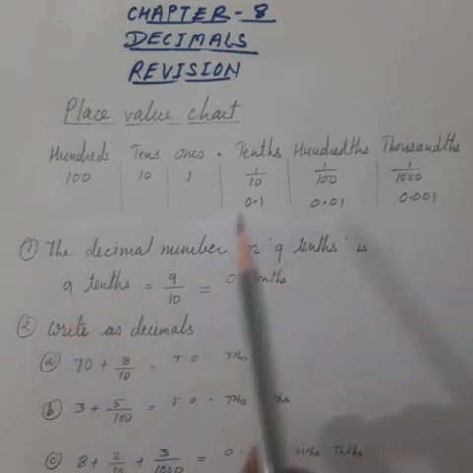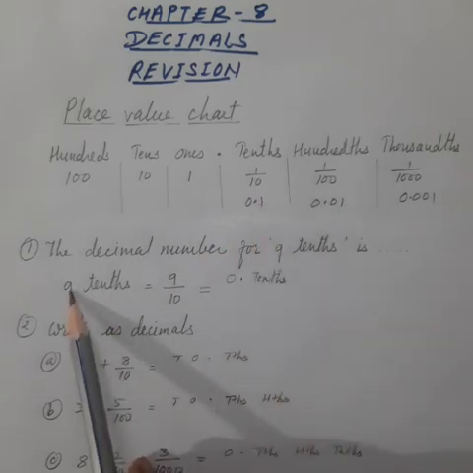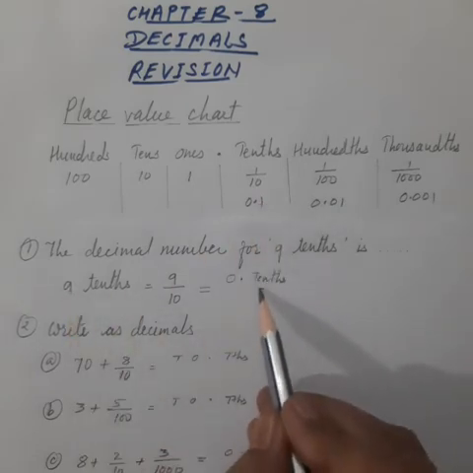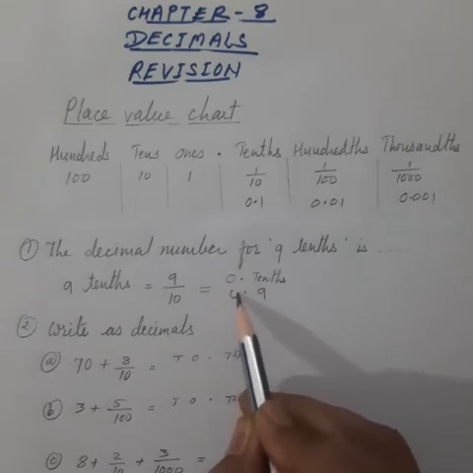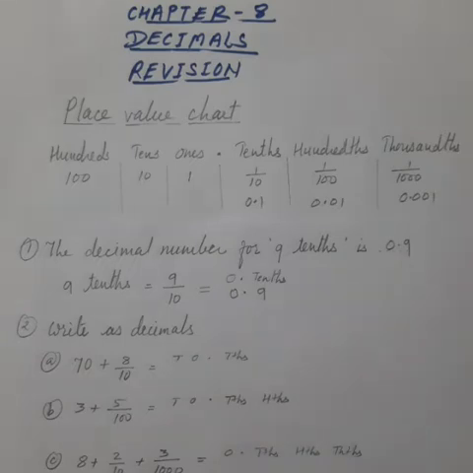Question 1. The decimal number for 9/10 is what? 9/10. Tenths is first place after decimal point. So digit 9 is at first place after decimal point. So the decimal number is 0.9.